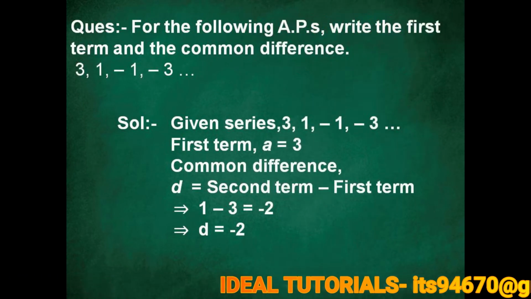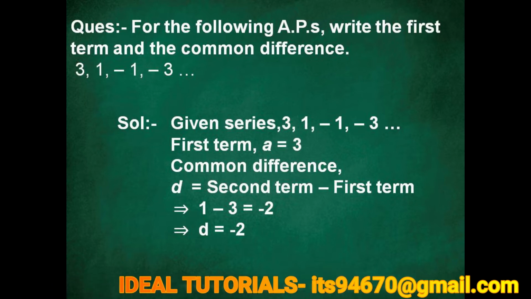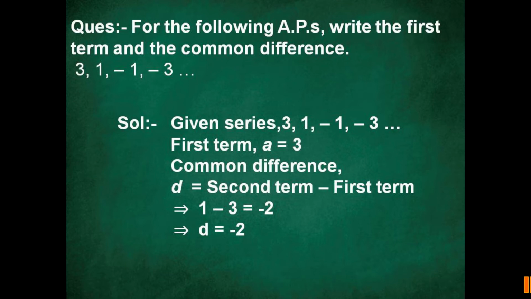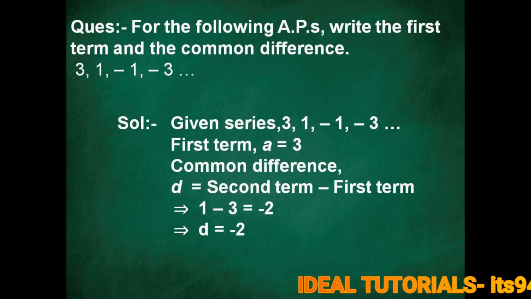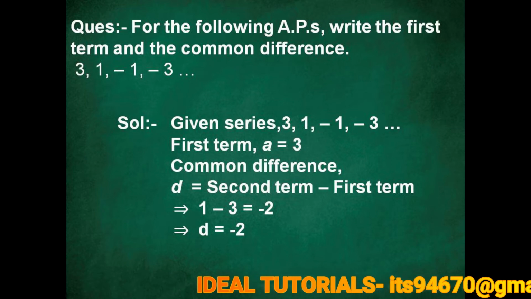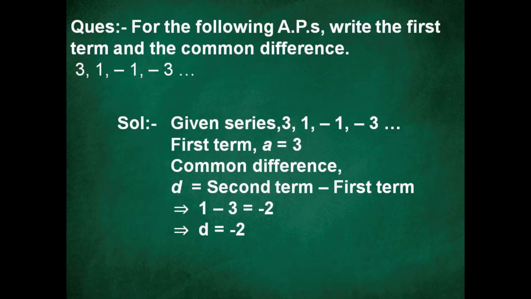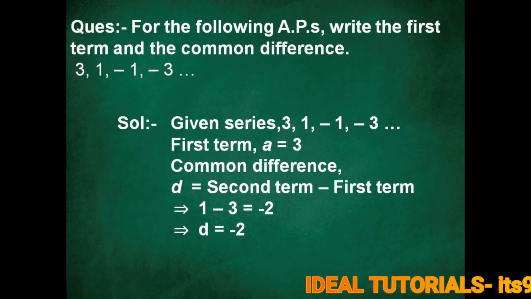An example: for the following AP, write the first term and the common difference of 3, 1, minus 1, minus 3. Now look at the series, students: 3, 1, minus 1, minus 3. Here the first term is 3 and the common difference is second term minus first term. So 1 minus 3 equals minus 2. So the common difference is minus 2.